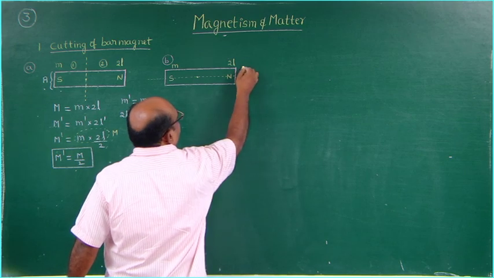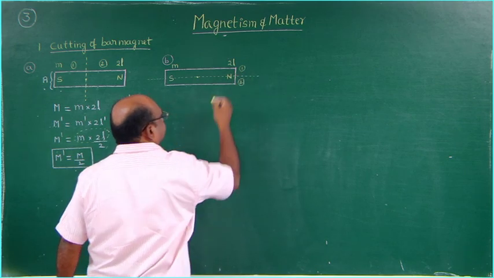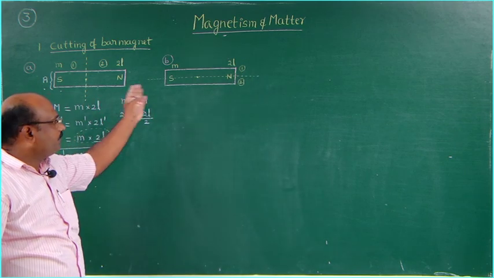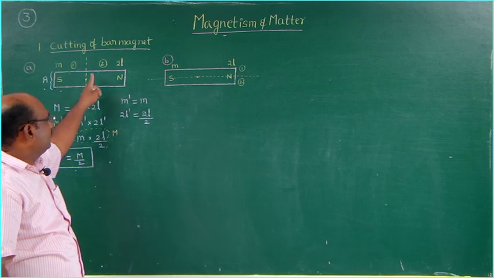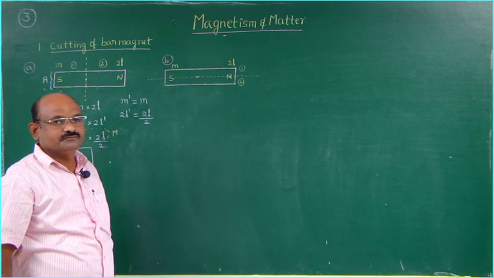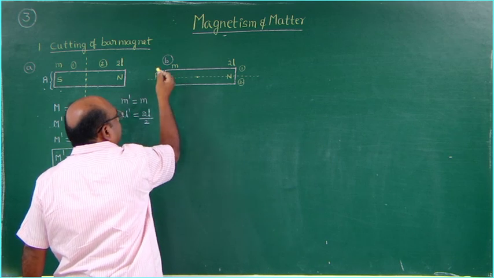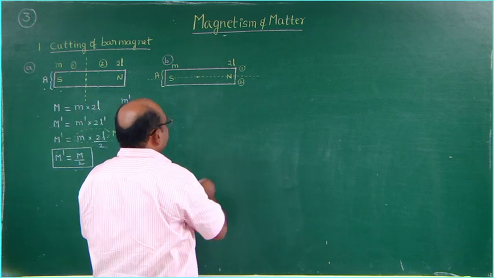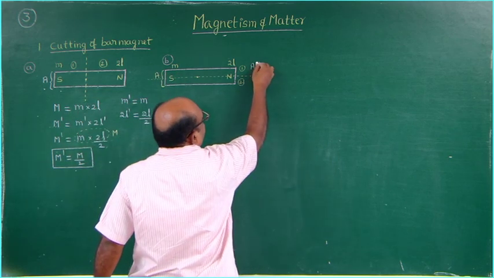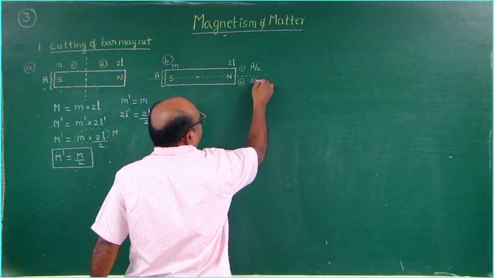It is made into two pieces. It is the Y cutting, it is the X cutting. So, the area of cross section or face area of the magnet is A. After cutting, now the face area becomes A by 2, here A by 2.